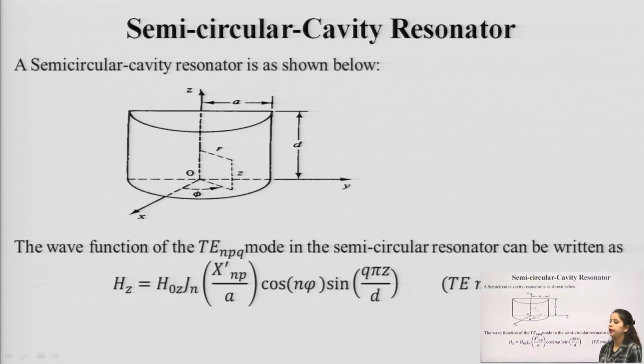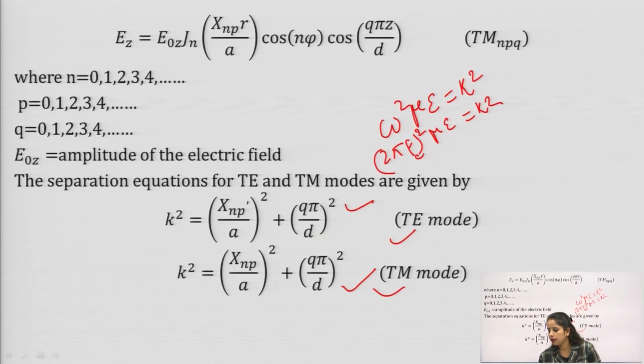Now comes the semicircular cavity resonator. The semicircular cavity resonator can be obtained by simply cutting the circular cavity resonator, and the dimensions are the same, but there are some changes. The wave function for the TE pq mode in the semicircular resonator cavity can be written as Hz = H0 Jn(x'np r/a) cos nφ sin(qπz/d).